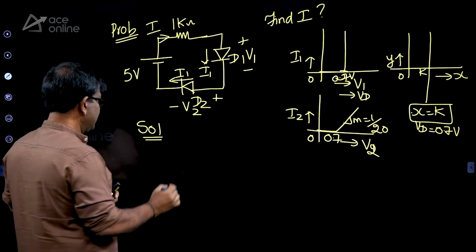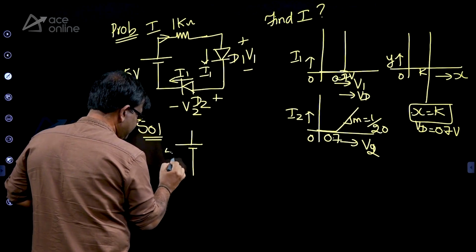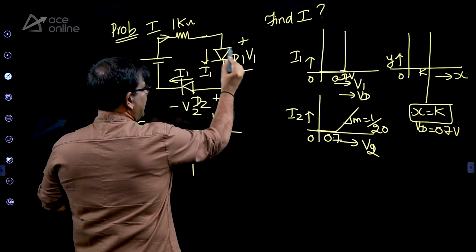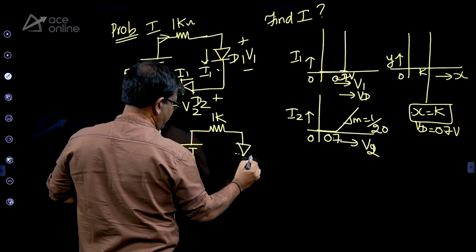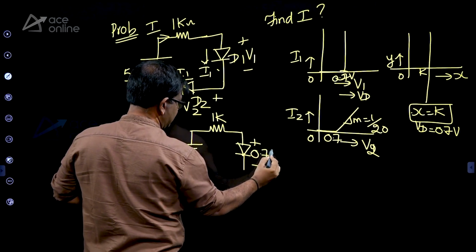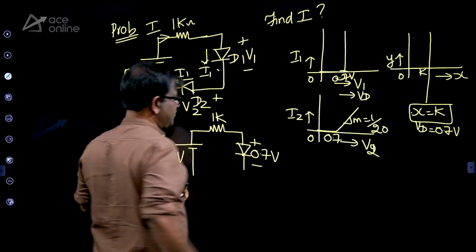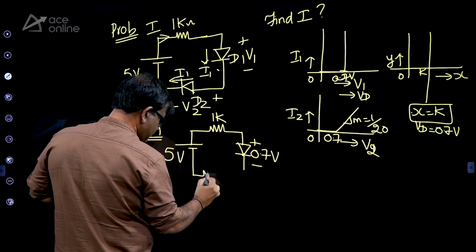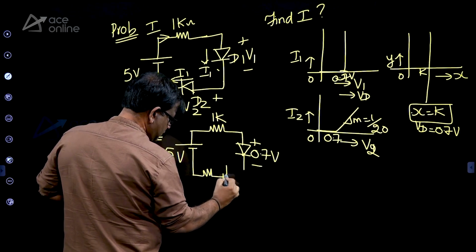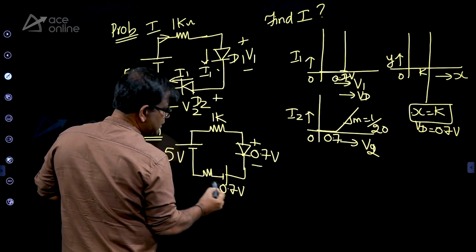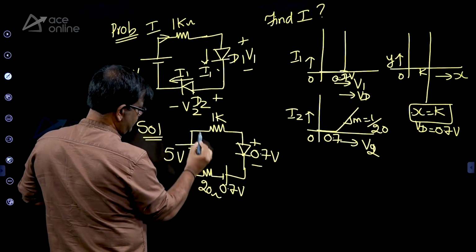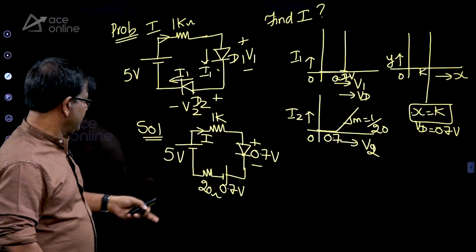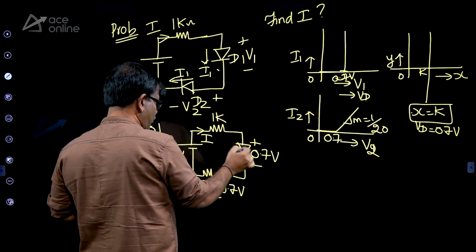If it is a GATE problem, then you have to put 5 volts here. And there is a resistance of 1 kilo ohm. And this diode is replaced just by 0.7 because the line is constant. The line is parallel to the y-axis. But what about this diode? This diode has also got a slope. So there is a 0.7 in series with 20 ohms, because the slope is always decided by whom? The resistor, right? So now you can replace the diode also by 0.7.